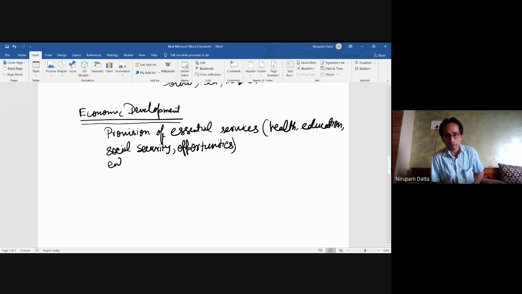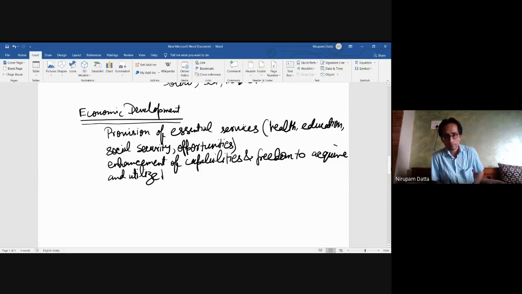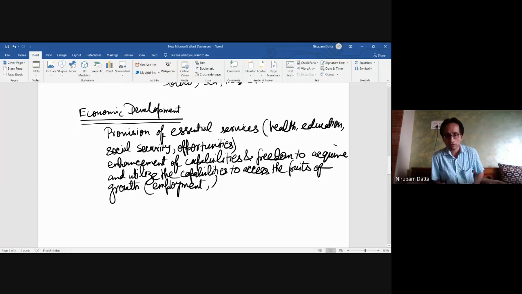Also, enhancement of capabilities and freedom to acquire and utilize the capabilities to access the fruits of growth, which can be done either through employment as a salaried person or through business, and in old age through social security or retirement benefits.